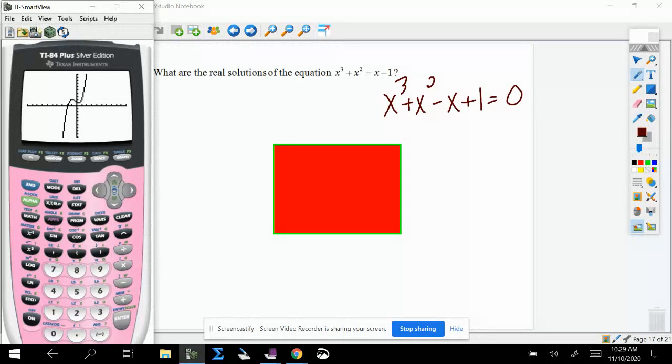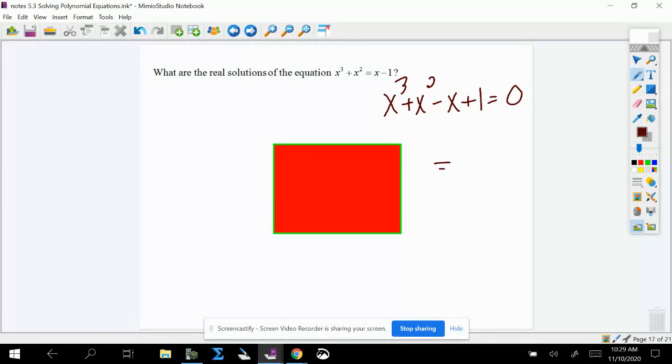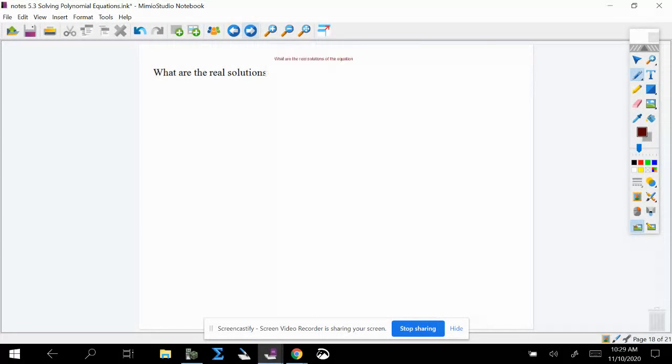It is an odd function, and odd functions have opposite end behavior. So this one's going down on the left, up on the right. So it's never going to turn around and come back down. If I go to second trace and I hit 0, I'm going to go through before it crosses the axis, enter, through the axis, enter, enter. We have one answer, and it's about negative 1.8.